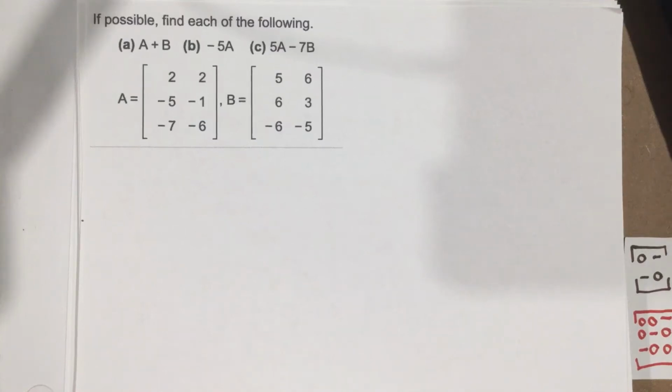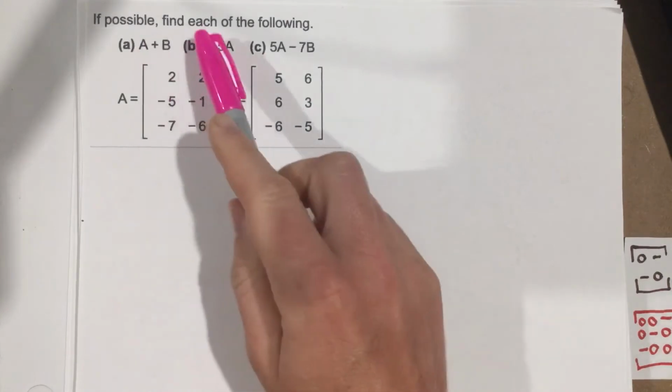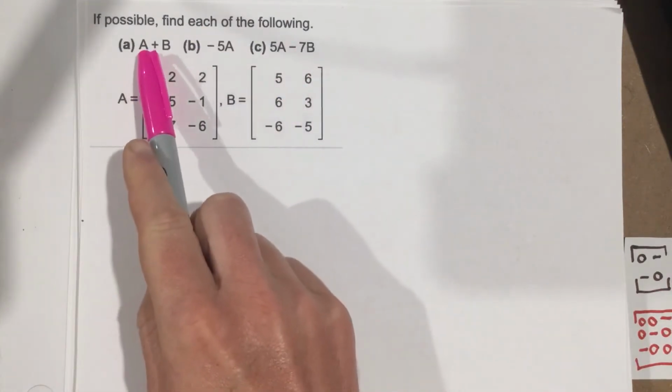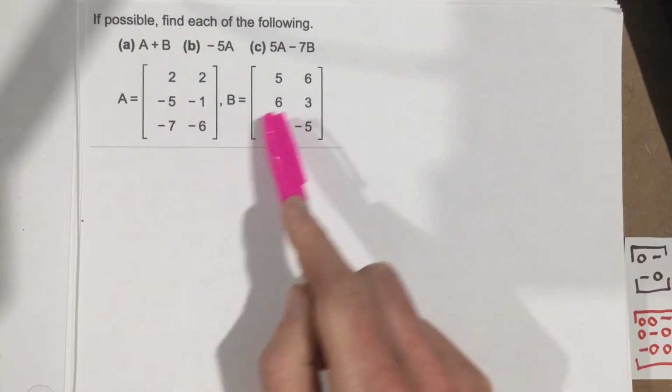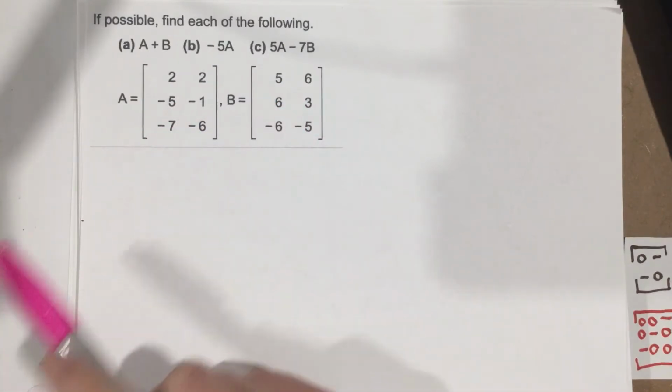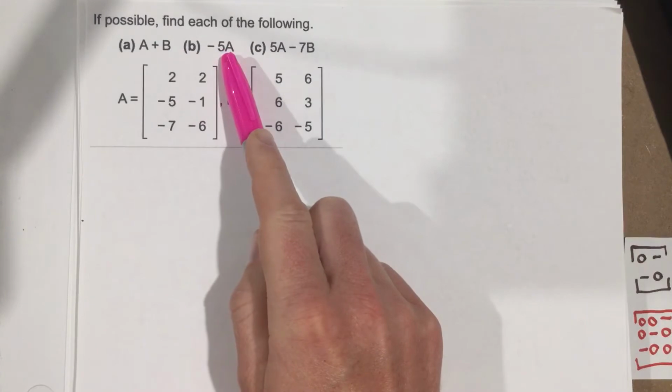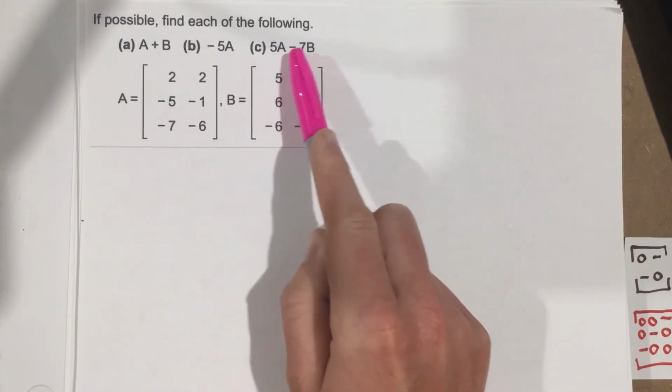This is problem number 2 from section 9.5. In this problem it says, if possible, find each of the following. And they want us to add A and B together. We've got a 3x2 matrix A and a 3x2 matrix B here. And they want us to do negative 5 times A, and then they want us to do 5A minus 7B.